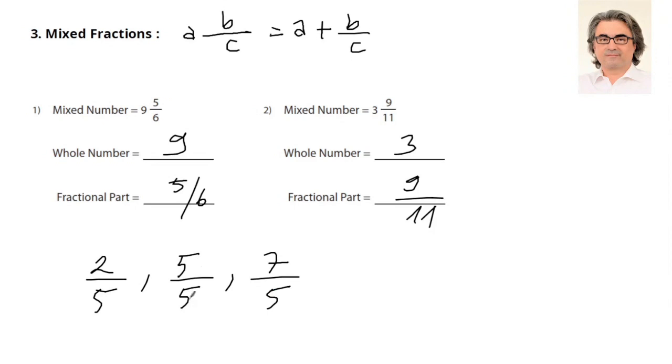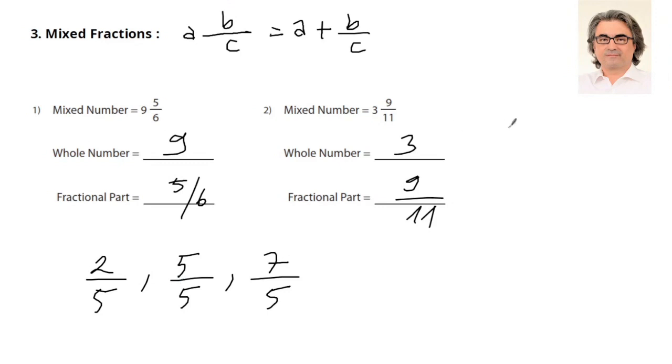If 5 over 5 is 1, a fraction may be a division operation. You are dividing the numerator by the denominator. 5 over 5, so you are dividing 5 by 5. It means 1. The result is 1. So 7 over 5 should be greater than 1.